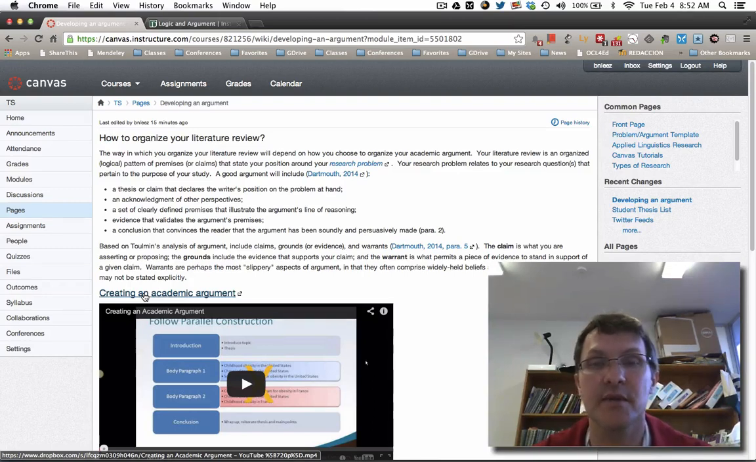Think of the thesis statement as one overall or general claim, and then the rest of your paragraphs and the rest of your text will be made up of subclaims, if you will. It'll be made of premises that all link to your thesis statement. Now, premise is just another word for a claim, but the claims lead to something else.